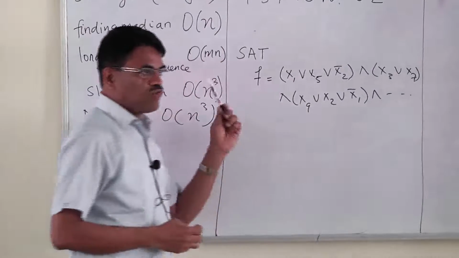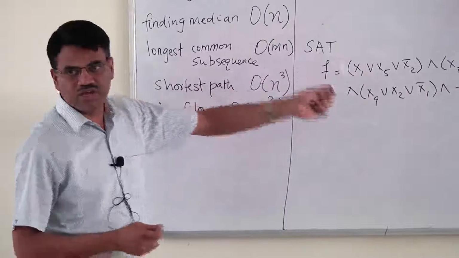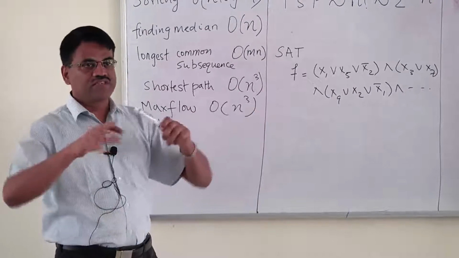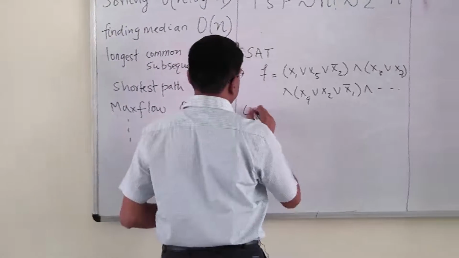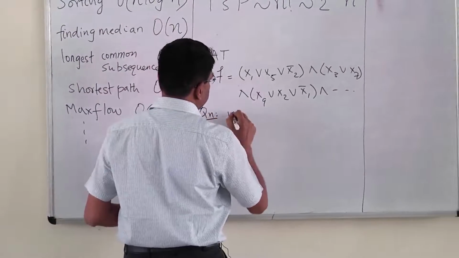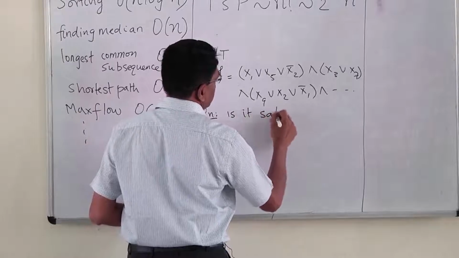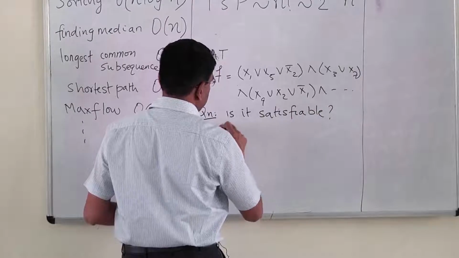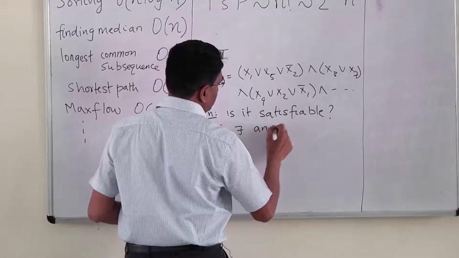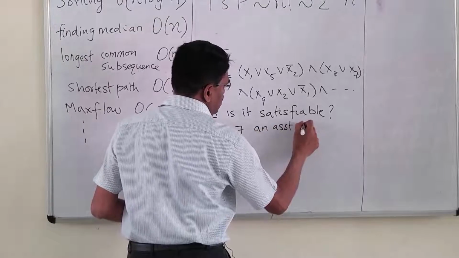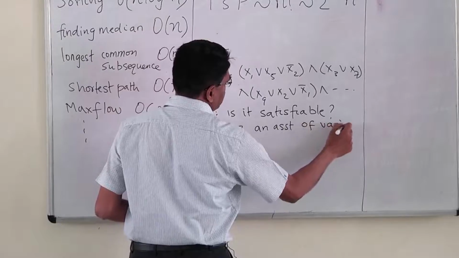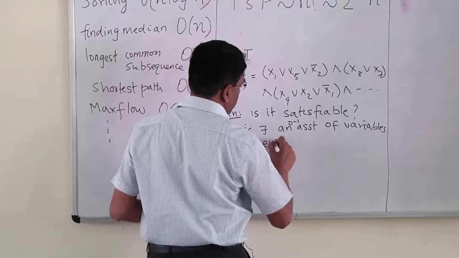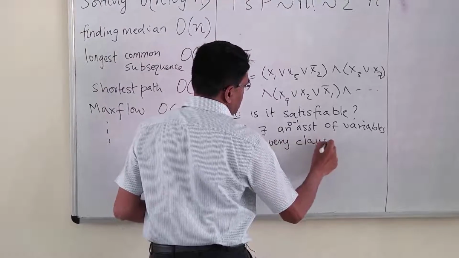The input is a formula which has some variables, x1, x2, x3, ..., xn are variables. You have some clauses, and the input is a conjunction of these clauses. And the question we are interested in is, is this satisfiable? What does that mean? Is there a 0, 1 assignment of these variables such that every clause is satisfied?